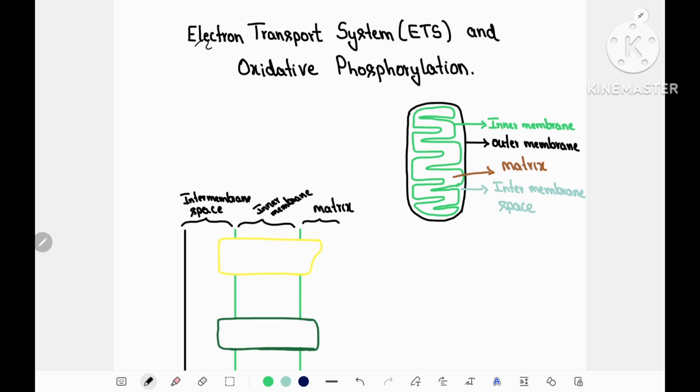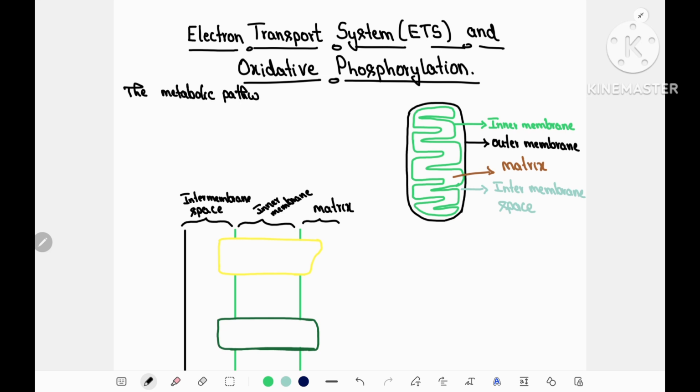Hi everyone, let us quickly revise electron transport system and oxidative phosphorylation from the chapter respiration in plants within 9 or 10 minutes. Let us understand first the definition. Electron transport system is the pathway through which the electrons pass from one carrier to another carrier. The electron carriers are situated within the inner membrane of mitochondria.